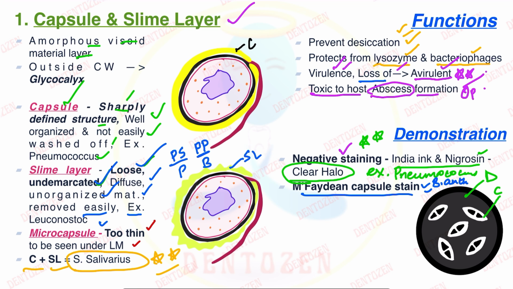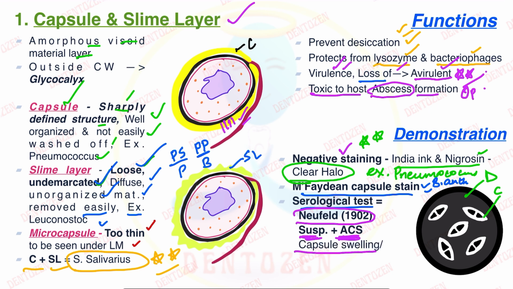Now, capsules can also give serological tests. Yes, because capsules are antigenic, they have antigens over them. So, one such reaction was described by Neufeld in 1902, that is, when the suspension containing bacteria with capsule is mixed with anti-capsular serum, there will be a reaction, and what will happen? There will be swelling of the capsule. So this capsular swelling reaction is given a special name, which is called the Quellung reaction, and that can be your important viva, entrance question or short note.